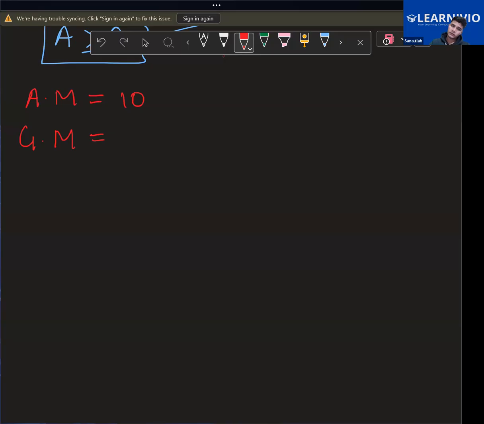What have we been given? Arithmetic mean equals 10. Geometric mean? Have you read the question? Please read the question one more time. What is the question? Tell me. Say 8. Geometric mean will be 8, right?